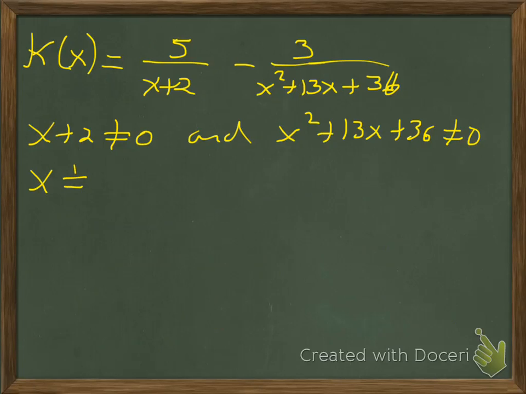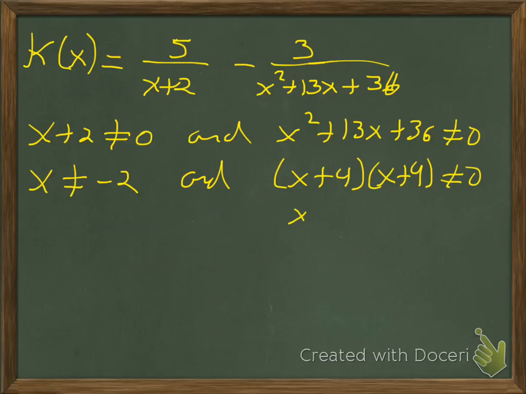The first one, we subtract 2 from both sides and get x cannot be negative 2. And then the second one, we will go ahead and factor it, so it would be x plus 4 times x plus 9 cannot be 0. So that tells me x cannot be negative 4, and x cannot be negative 9.